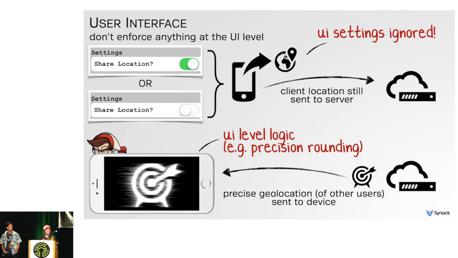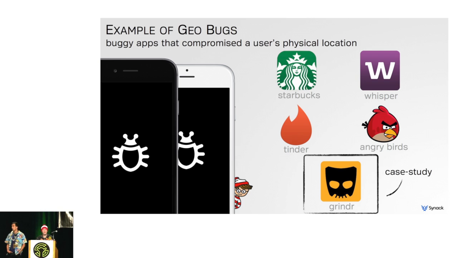All right, so let's talk about some real-life examples. So here's some apps that were or still are vulnerable to a variety of geolocation vulnerabilities. The first is Starbucks. Now this is kind of interesting because you're like, why is Starbucks tracking me, right? This kind of just shows that geolocation is everywhere.